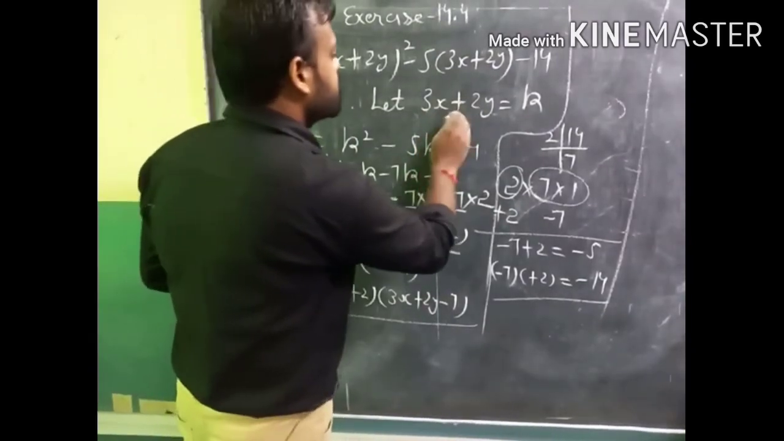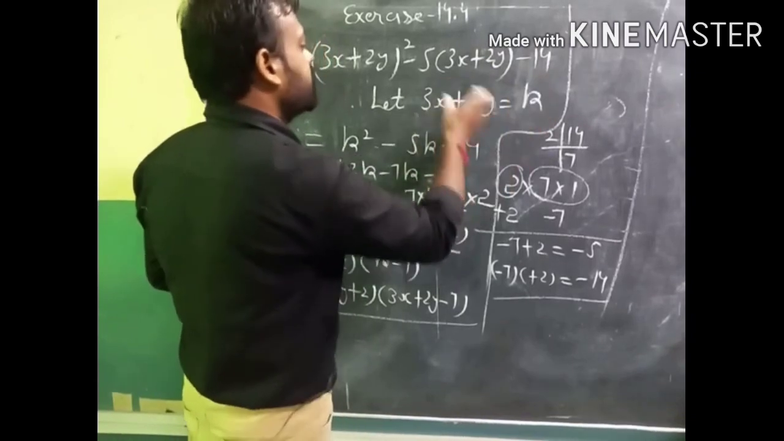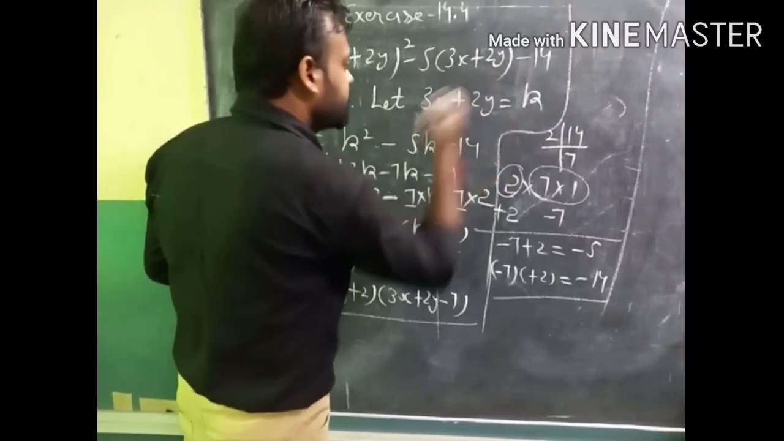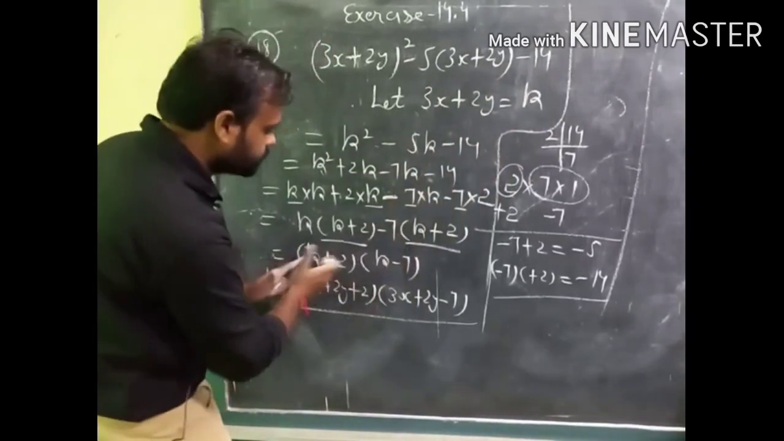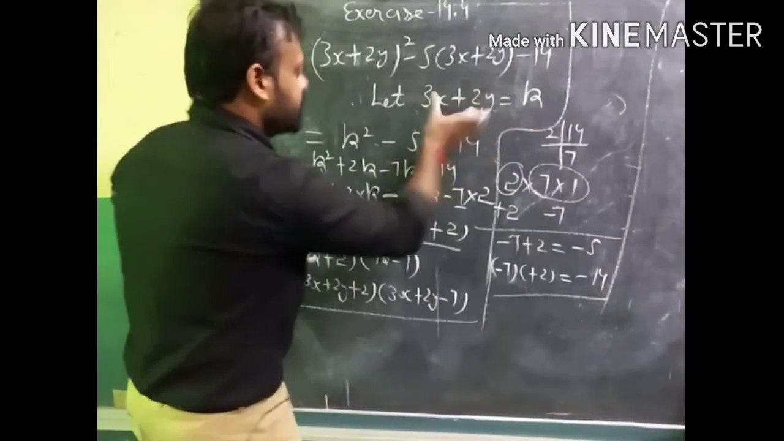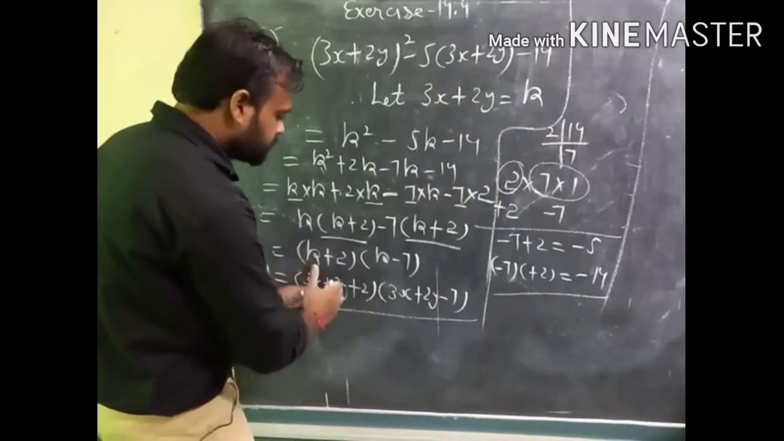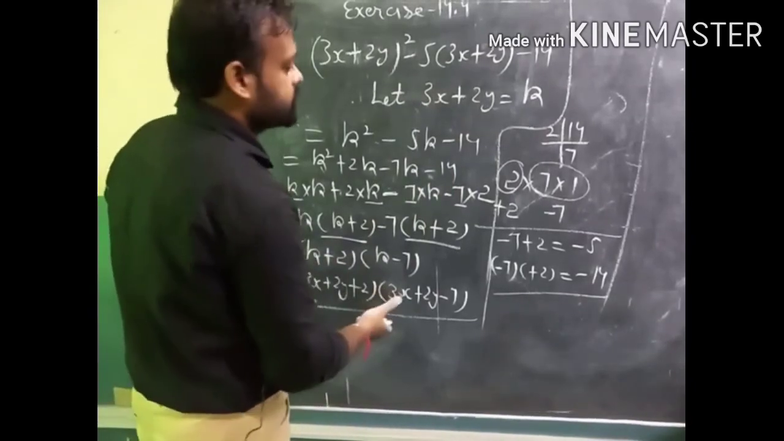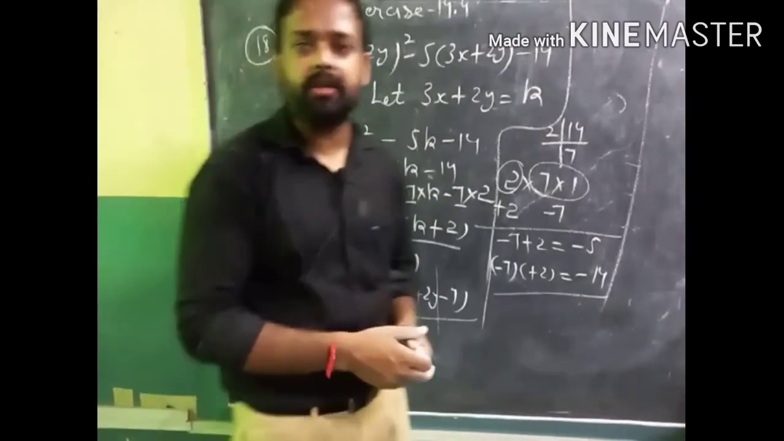Just we have to make these two variables into a single variable by supposing the value like this k, and then at the end when we are finding the factors we have to put the value of this k again into the sum and then we can easily find out the factor. So this is the sum. I hope this is clear to you.